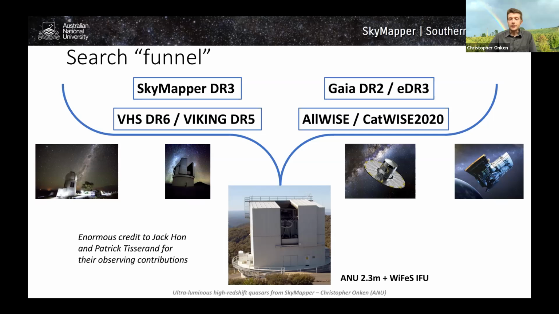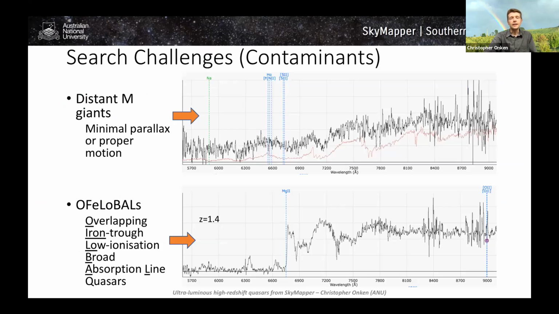Now, if you're going to conduct a large-scale program over many years, it is incredibly valuable to have dedicated graduate students like Jack Hahn and collaborators in Europe like Patrick Tisserand, who are willing to help out with much of the observing. And what you often get when you take all of these source catalogs and feed them into the WiFeS IFU instrument is a number of contaminants, of course. So some of these contaminants are just distant M giants, so they don't have much parallax or proper motion. And you can see here on the top, there's the black WiFeS spectrum and in red the spectral template.